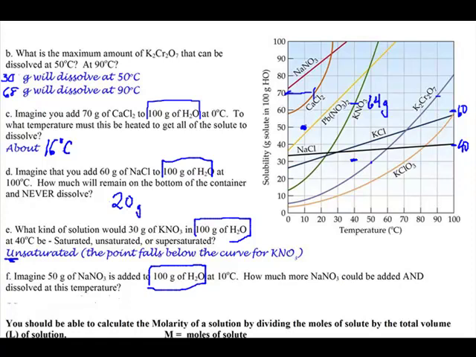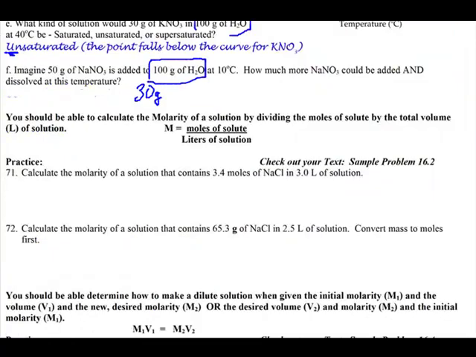So we're going from 50 all the way up to 80, because that's where it hits the curve. So 80 minus 50 is 30 grams. You could add 30 grams more and get it to all dissolve. If you add 31, you're out of luck, but you could add up to 30.